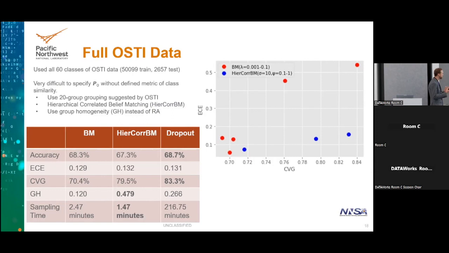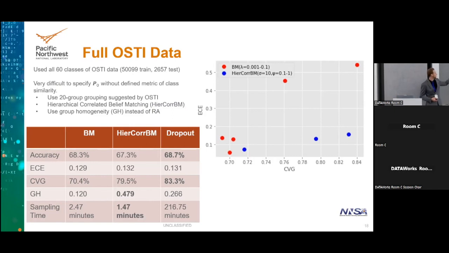Accuracy, again, about the same, not a huge difference. Dropout is still a little bit better. Coverage, dropout a little bit better. For grouping homogeneity, though, here we saw a twofold benefit almost in using the hierarchical correlated belief matching approach. And again, computational cost, this is a much faster method.